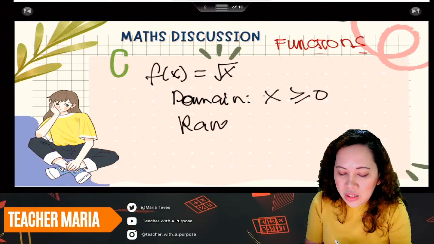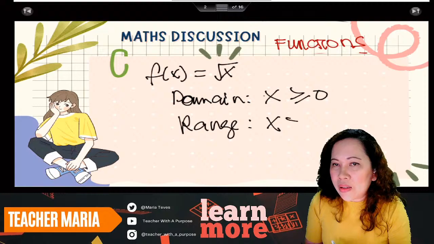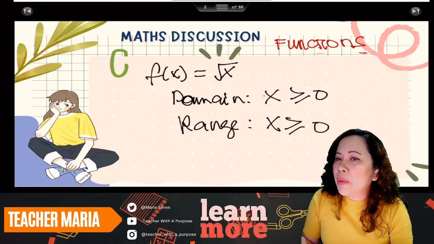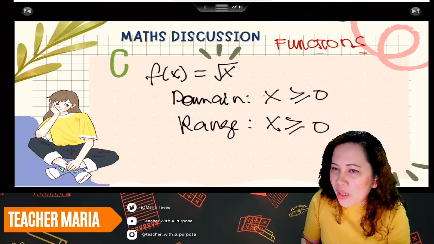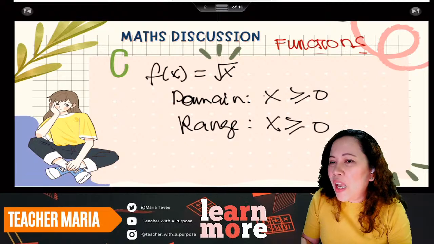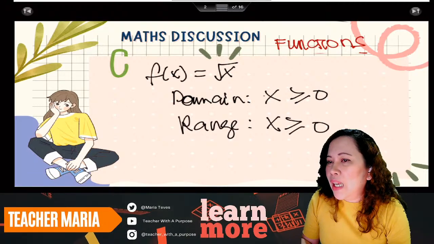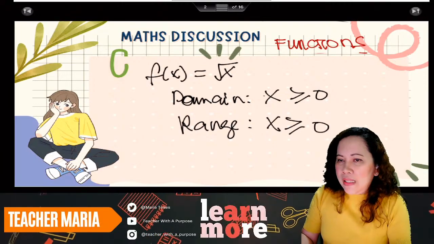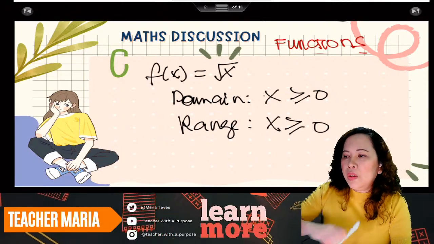Hence, our range here will be greater than or equal to 0 as well. Because if you substitute square root of 1, you'll get 1. Square root of 2, you'll get 1.41, and so on and so forth. So that means that your output can only be positive. So that's it. All right.